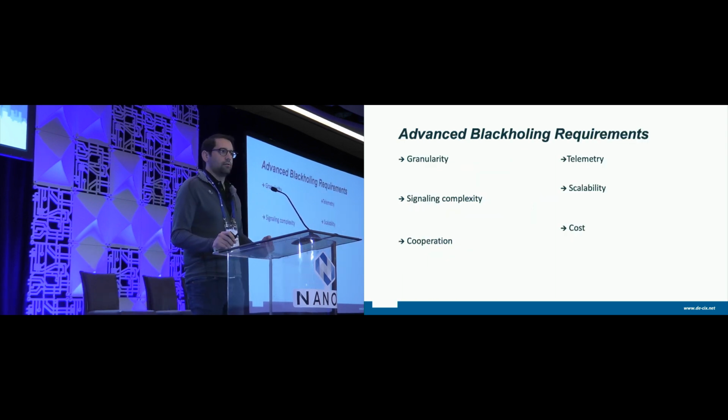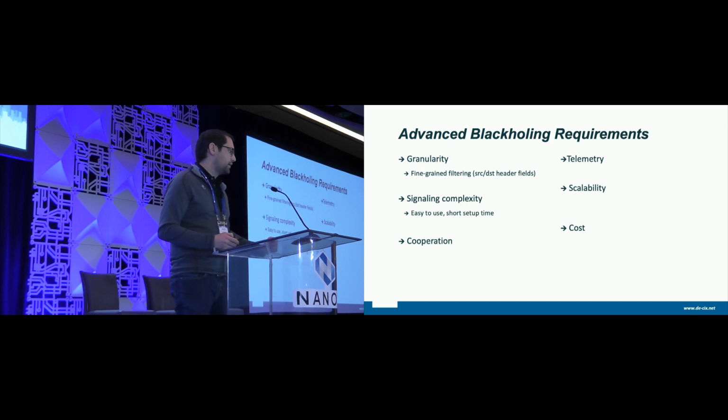So actually, the requirements for an advanced blackholing are that we need better granularity. So fine-grained filtering: source, destination, header fields, arbitrary fields. So source IP, destination IP, okay, but even more detailed, like UDP, TCP, or the layer 4 transport ports.